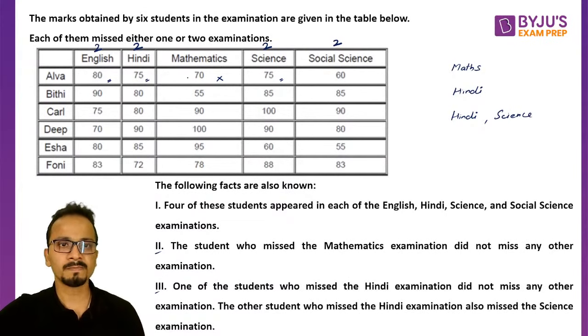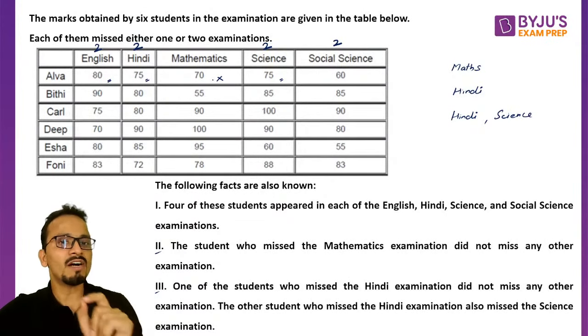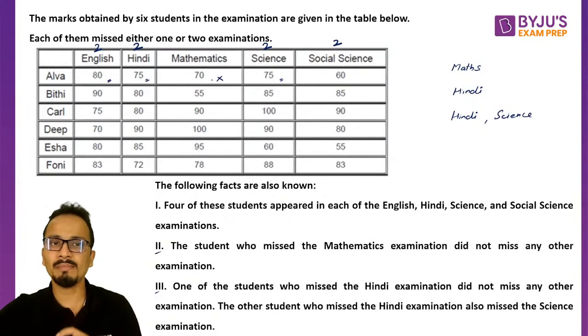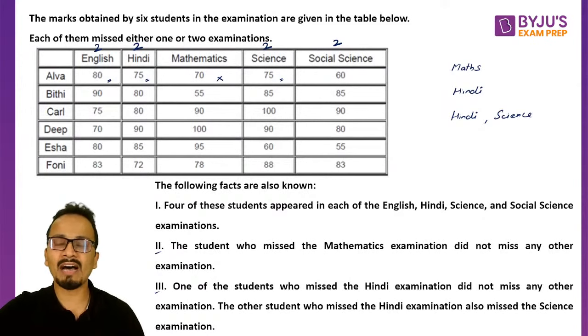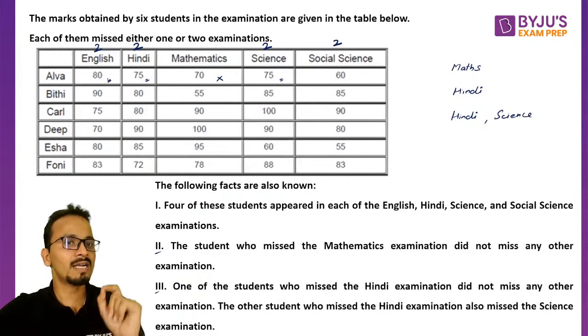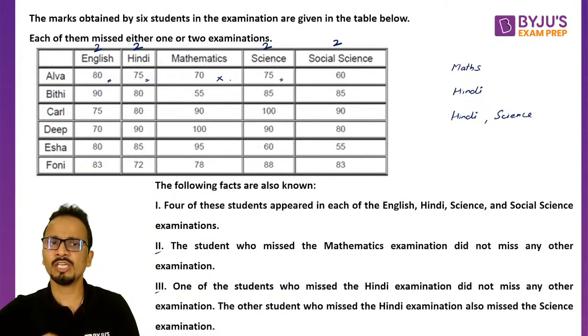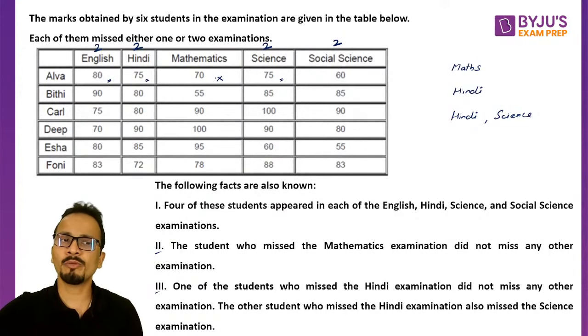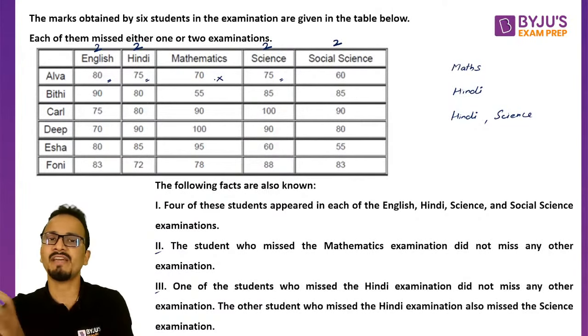Okay, I'll repeat. If I consider that Alva will miss only maths examination, then the marks allocated in maths should be the average of the top three scores. The top three scores for Alva are 80, 75 and 75. So I just have to check, will 70 be the average of 80, 75 and 75? Since 70 is less than all these three scores, I can say that 70 cannot be the average of 80, 75 and 75.